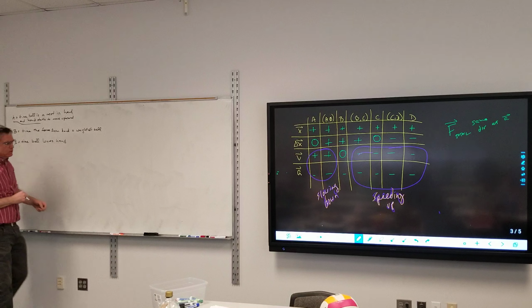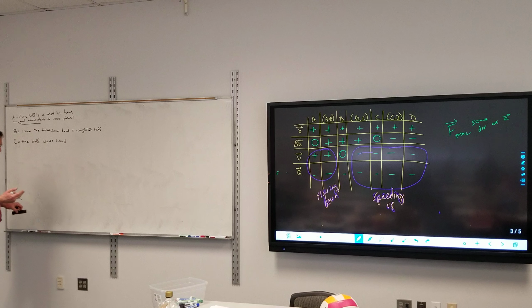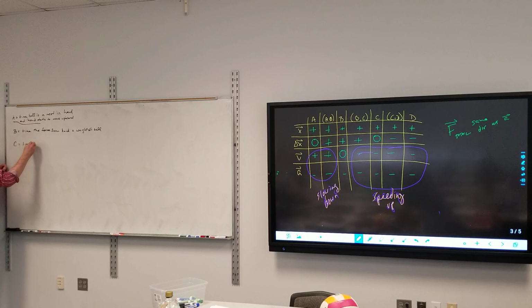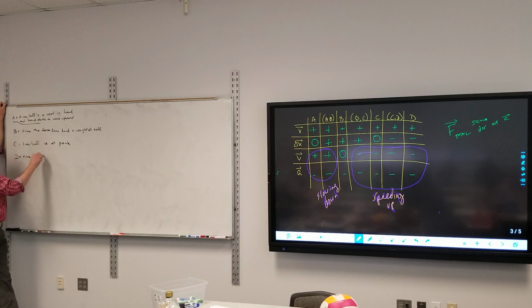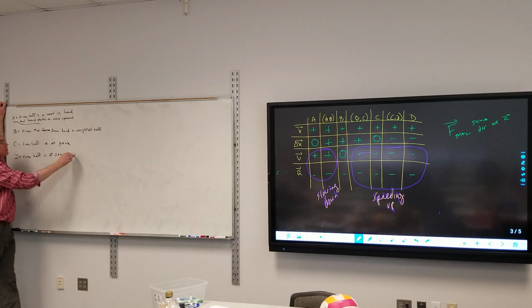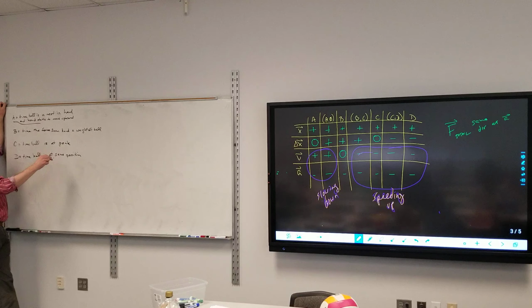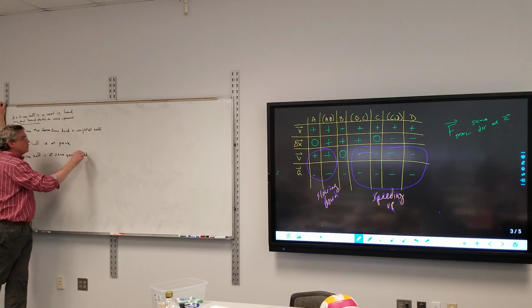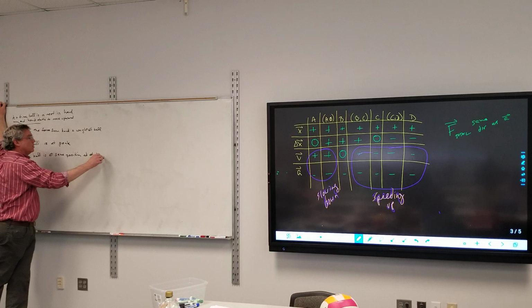We actually don't need that. We don't need that one. C, time ball is at peak. D, the time the ball is at same position as at time E.